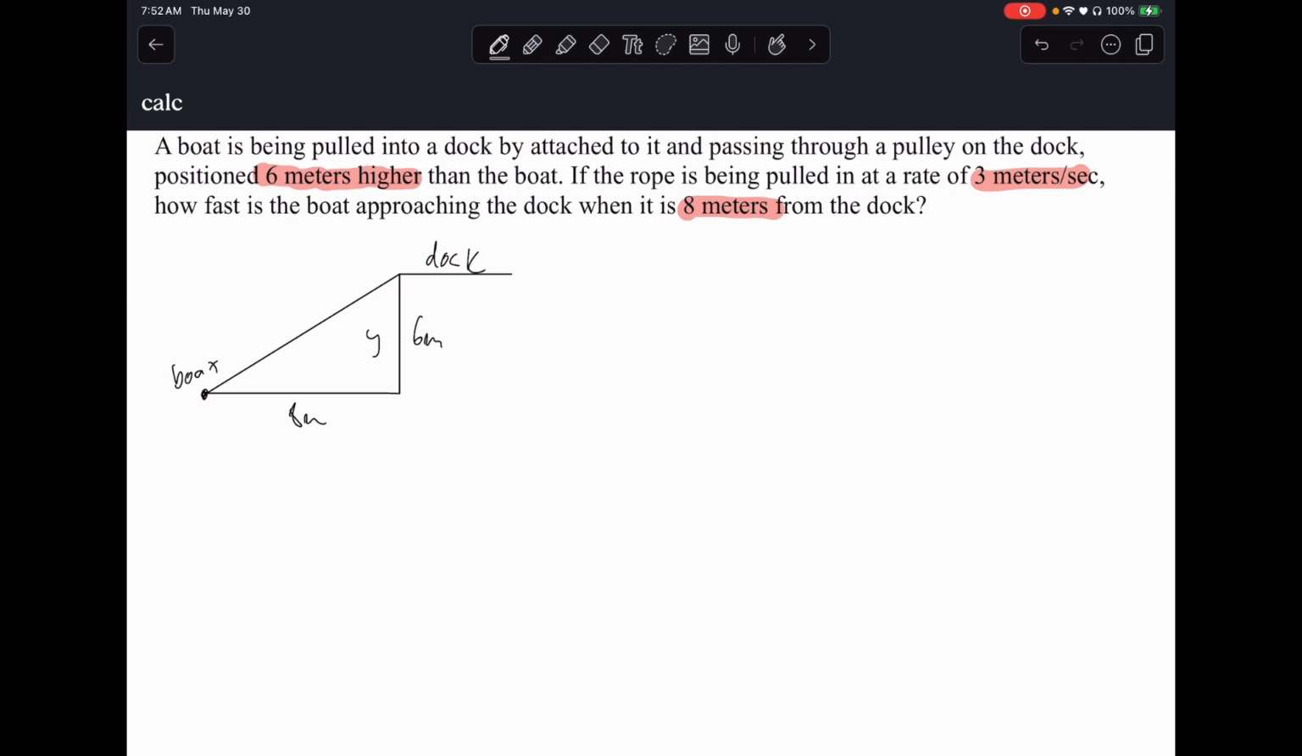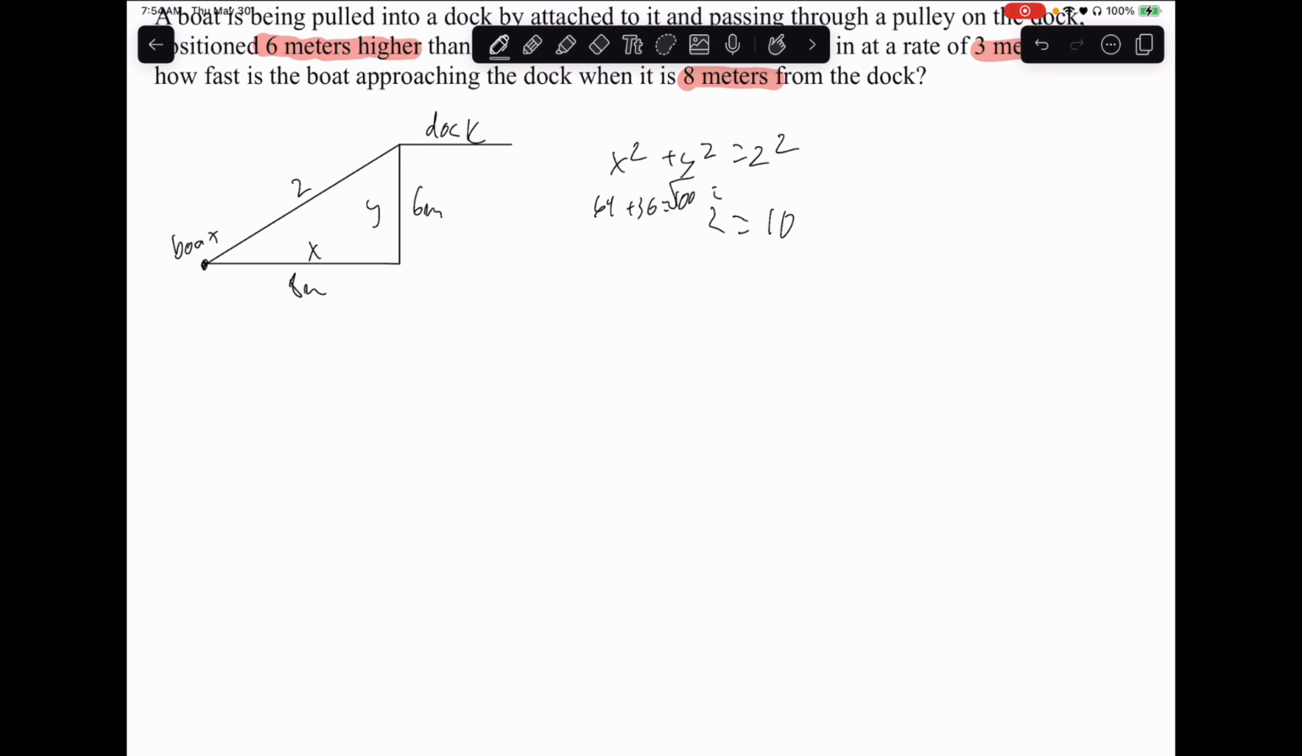From this, we can establish that this is most likely a problem using the Pythagorean theorem. So x squared plus y squared would be equal to z squared. Using this, we can find that z would equal 10, as 64 plus 36 would equal 100, and the square root of 100 would equal 10. And the next step would be to differentiate the problem.